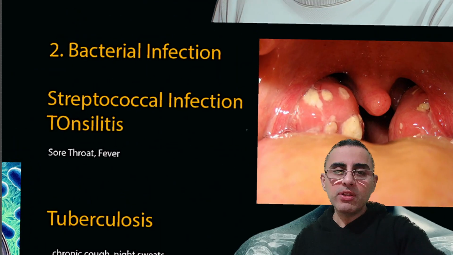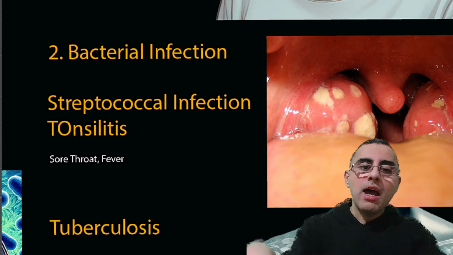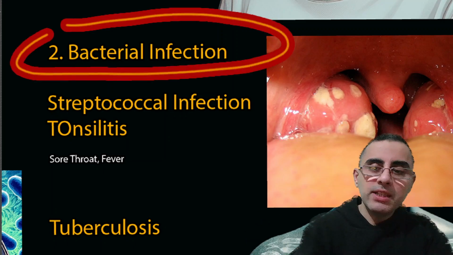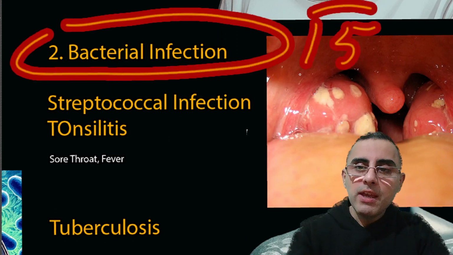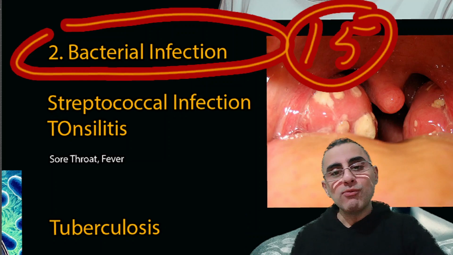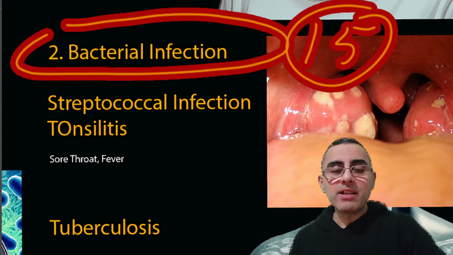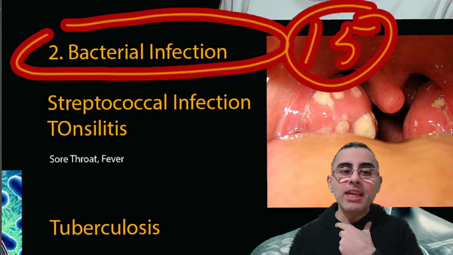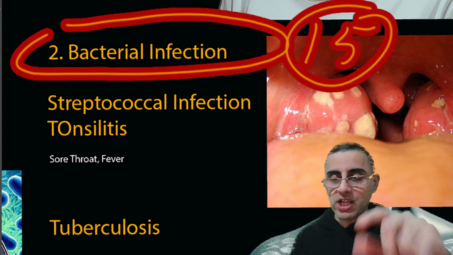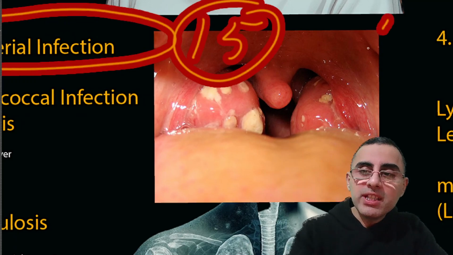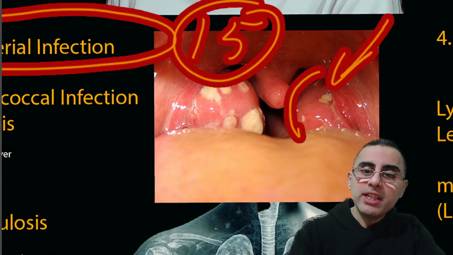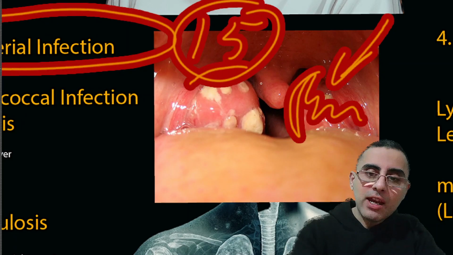The second most common cause of enlarged lymph nodes is bacterial infections. Bacterial infections are responsible for around 15% of cases. What is the most common bacterial infection which causes enlarged lymph nodes? It's streptococcal infection, tonsillitis, a tonsil infection, which causes enlarged tonsils.